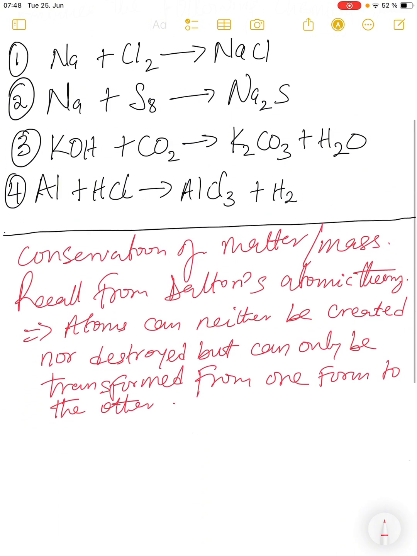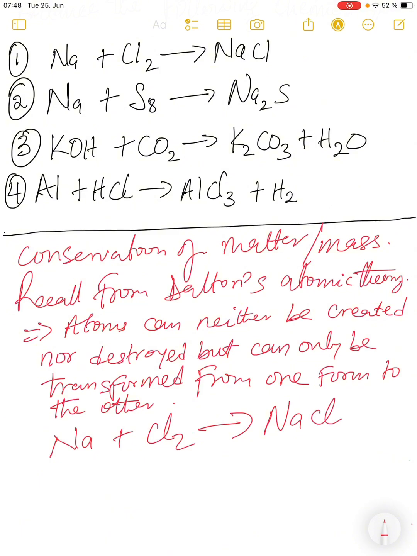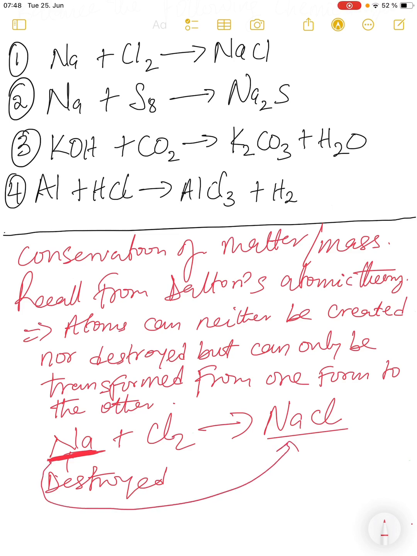What it means is that if you have a chemical equation depicting a reaction, let's say an atom of sodium reacts with 2 atoms of chlorine to give sodium chloride, which is common salt, this principle is saying that this metallic sodium can only be transformed into sodium chloride. This sodium can never be destroyed. It has only appeared in another form.